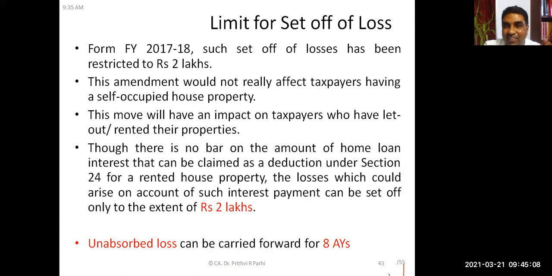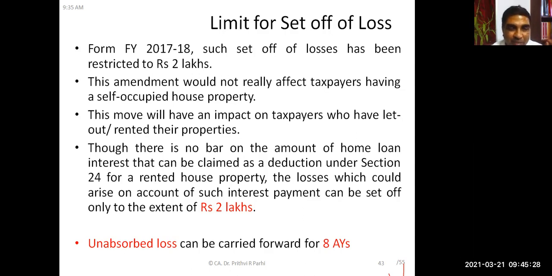Yes, sir. That possibility is also there because of interest. And there is a bar for allowing that interest in a particular year. Any amount of interest is allowed, but in 1 year, maximum 2 lakh rupees. That means the other interest can be carried forward to the next year.